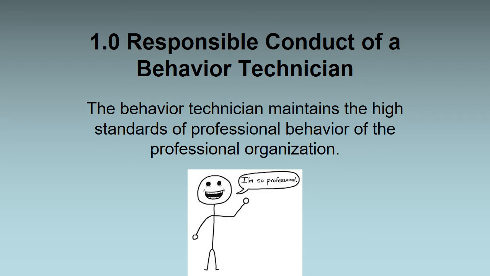Okay, ethical code 1.0 is the responsible conduct of a behavior technician. Again, there's going to be 10 of these, 10 broad categories. The first category is the responsible conduct of a behavior technician. The behavior technician maintains the highest standards of professional behavior of the professional organization. So basically what we're going to be talking about in 1.0 is the conduct of the behavior technician, how you should conduct yourself, how you should act while professionally engaged.